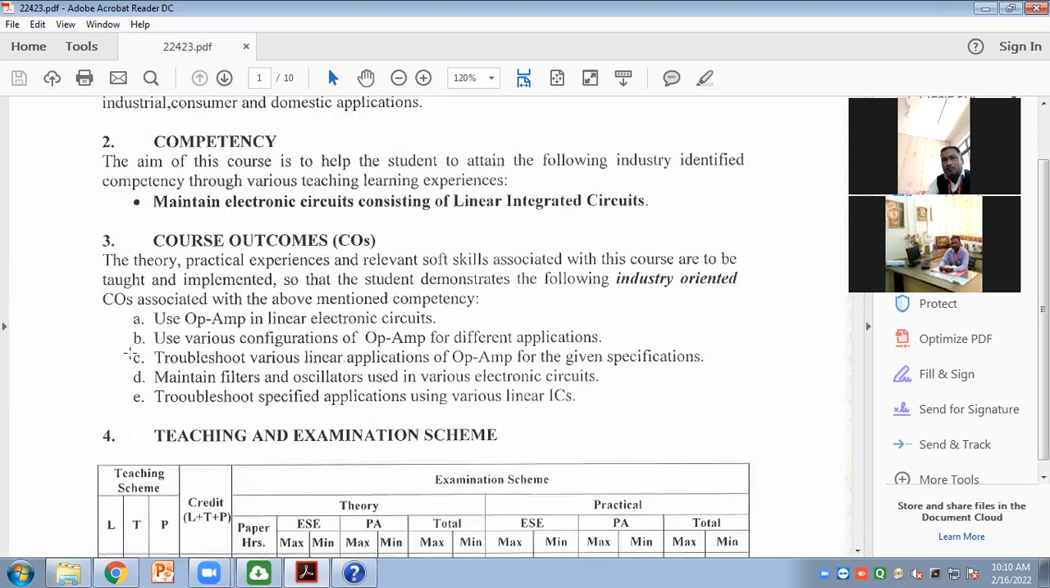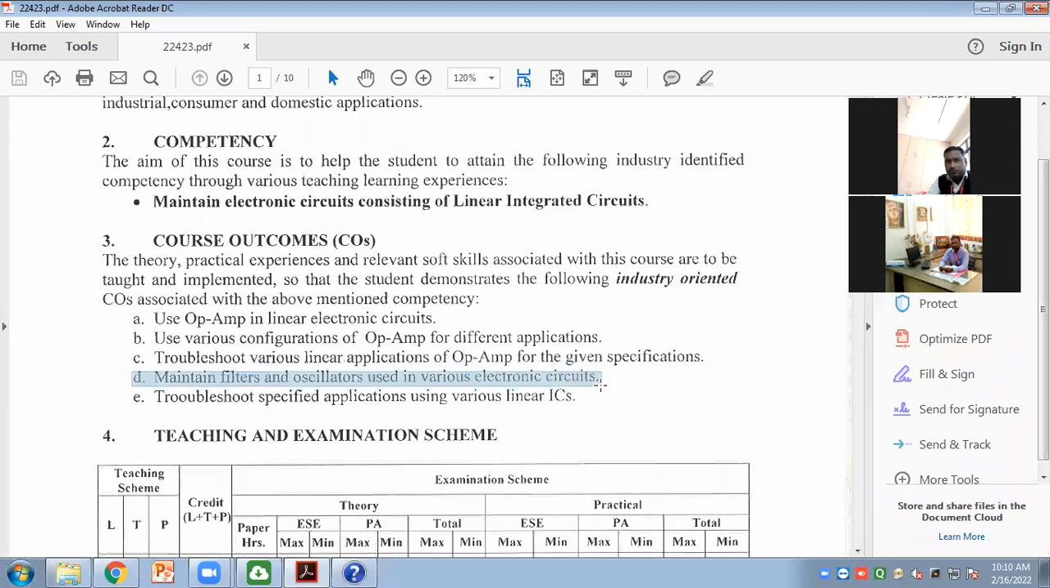In the third chapter we are going to troubleshoot various linear applications of op-amp for a given specification. Particular specifications are given, and for that specification we are going to troubleshoot different applications of op-amp. By using IC741 we are going to design small electronic circuit applications, and we are going to troubleshoot the equipment. This will be covered in the third chapter.